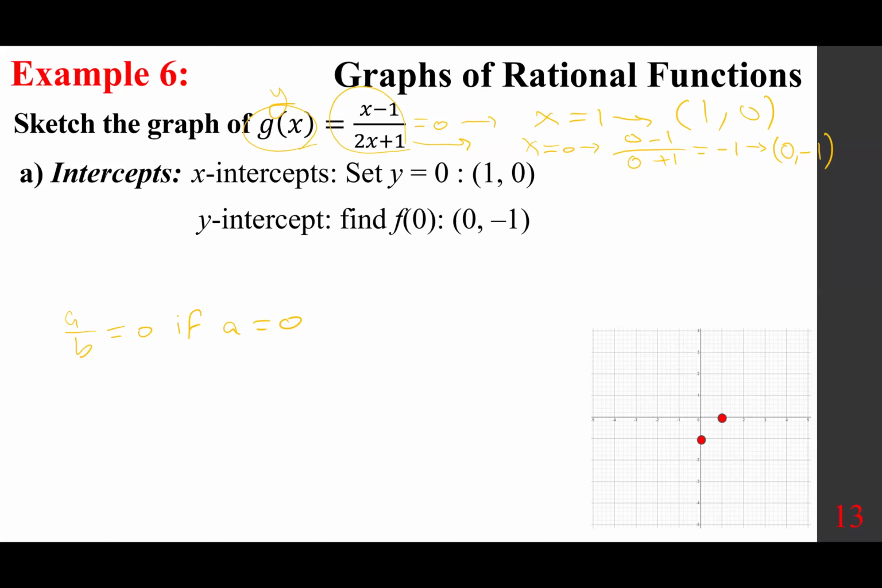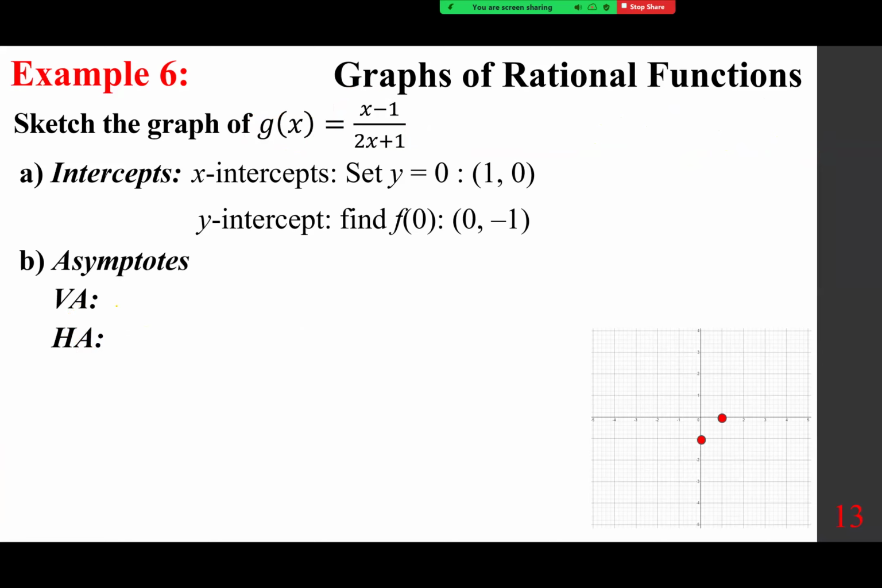Zero, negative 1. Asymptotes, let me clean up my work. VA, 2x plus 1 is 0. X is negative 1/2.